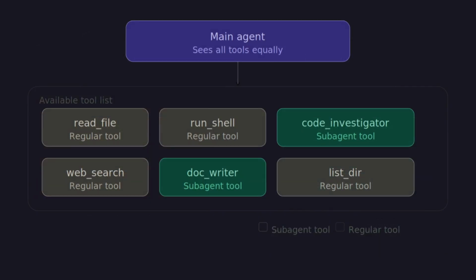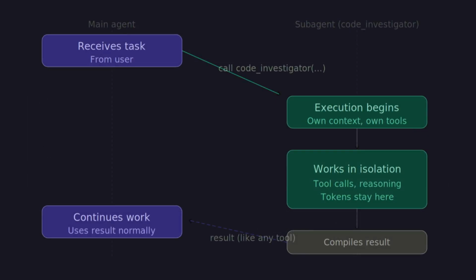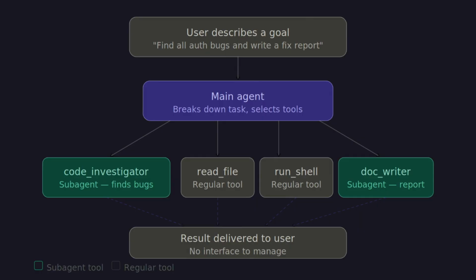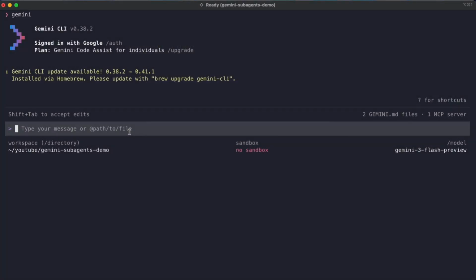Sub-agents are exposed to the main agent as tools. Each sub-agent has a name, and the main agent calls it like any other tool. When it does, execution delegates to the sub-agent, which completes its task and reports back. You never have to think about this as a separate interface. The main agent decides when to use a sub-agent based on the task you give it. You describe what you want, and if a sub-agent is the right tool for part of that task, it gets used automatically. Gemini CLI ships with four built-in sub-agents, all enabled by default.